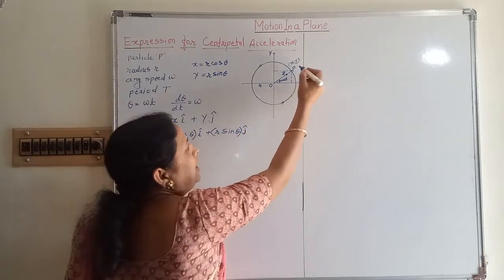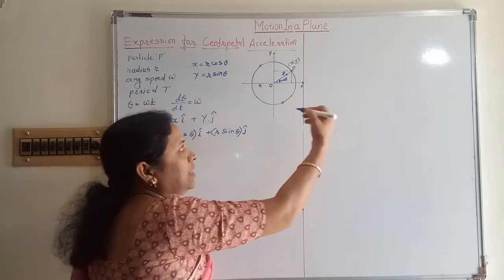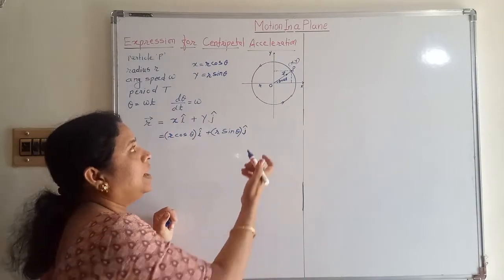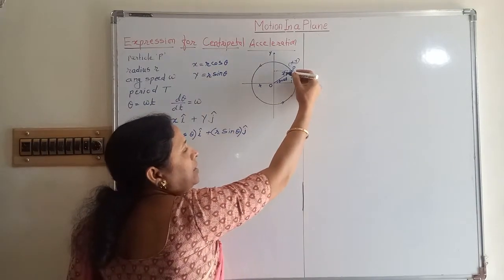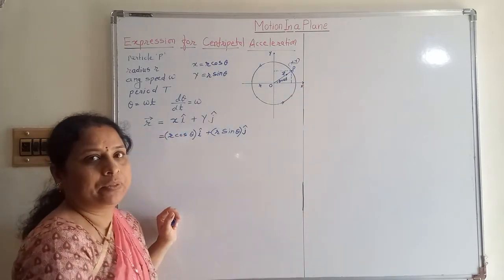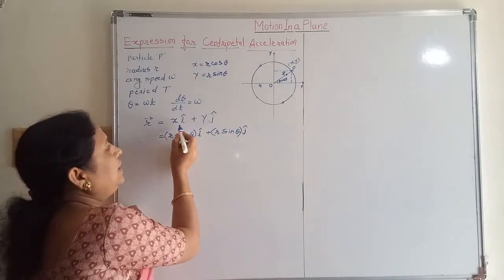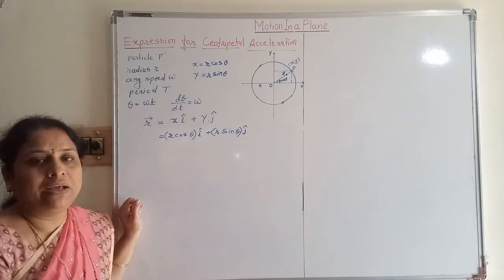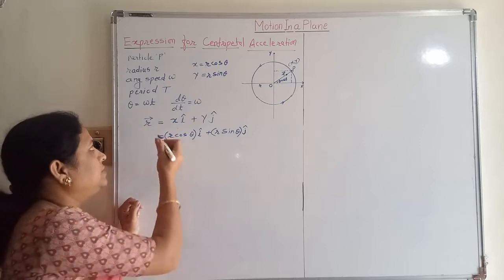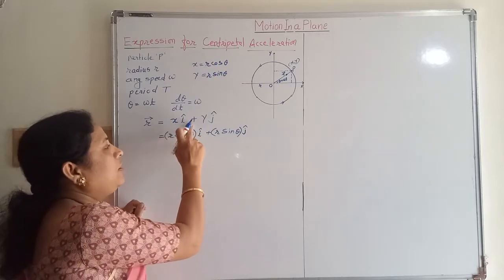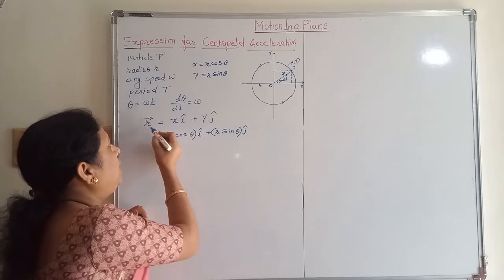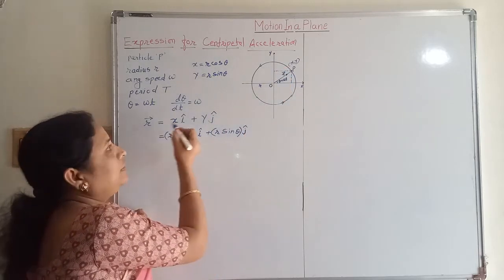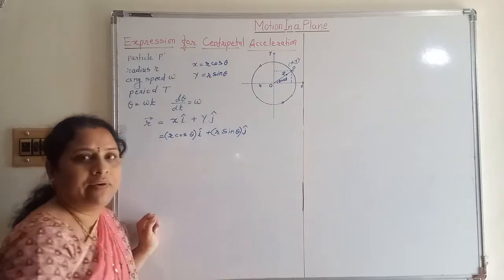Here we consider the xy plane. Suppose your circular track is in the xy plane, and when the particle is at any point, the position vector r we can write as x into unit vector i plus y into unit vector j. In the resolution of vectors you have all learned that x and y are the components of vector r along the x and y axes.